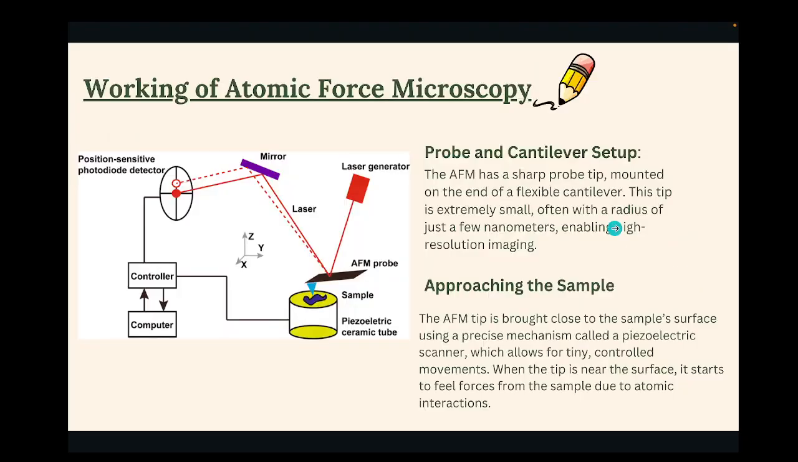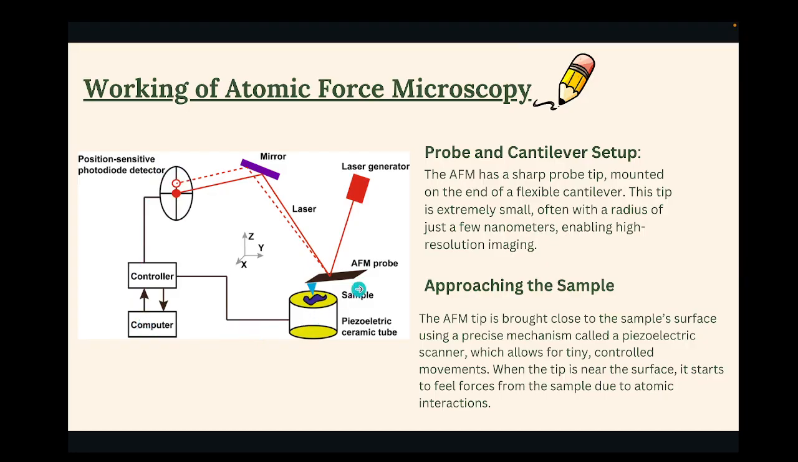Now the working of the atomic force microscope. In this figure we can see the sample, the piezoelectric tube, and the cantilever with the tip. The laser is coming and reflecting from the cantilever, then reflecting from the mirror and going to the photodetector, and then the signal is sent to the controller and computer.